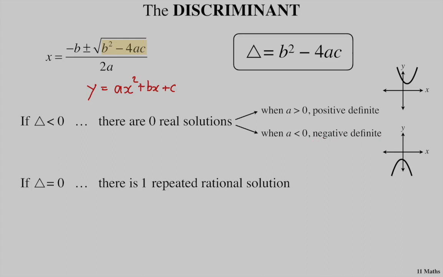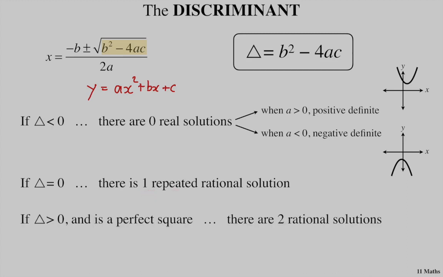Now, if the discriminant equals 0, so let's come back to the quadratic formula. We're using the quadratic formula and we get underneath the square root sign 0. What's the square root of 0? 0. So when we're doing the formula, we go minus b plus 0 and minus b minus 0. You're going to get the same answer. And so if the discriminant's equal to 0, there's only one answer. It's called a repeated answer.